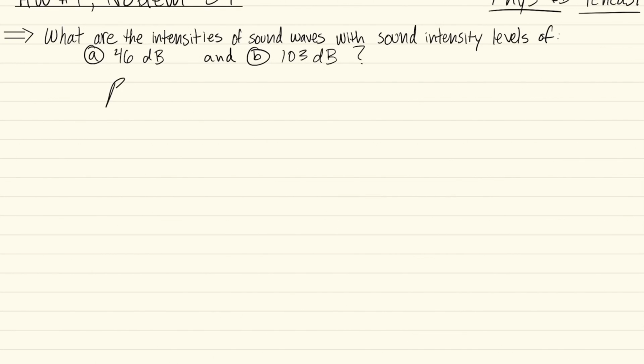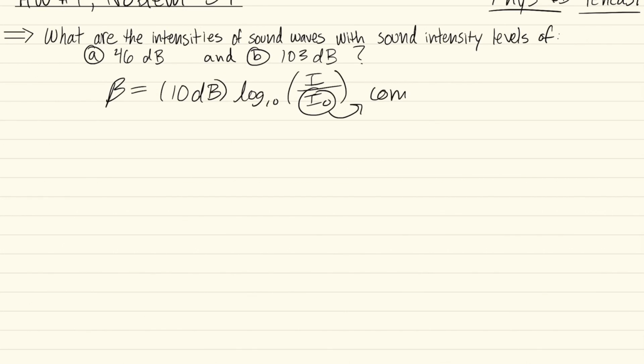For this problem, we're going to need the equation for sound intensity levels, where beta equals the sound intensity level, and the units are decibels, and beta equals 10 decibels times log base 10 of the intensity that we're trying to find over I naught, which is the threshold of hearing. It's a constant, and it is equal to 1 times 10 to the negative 12 watts per meter squared.